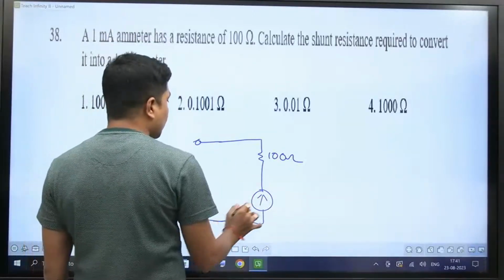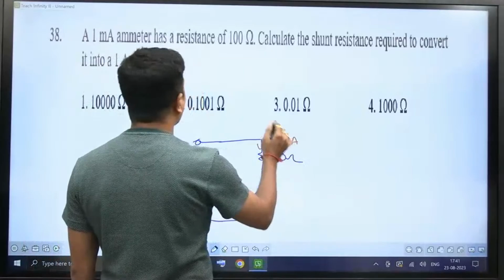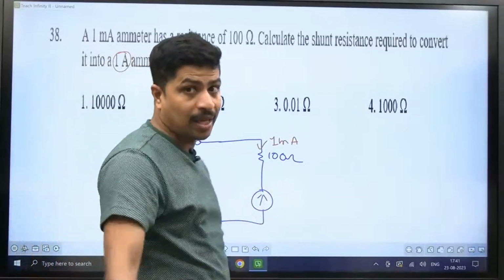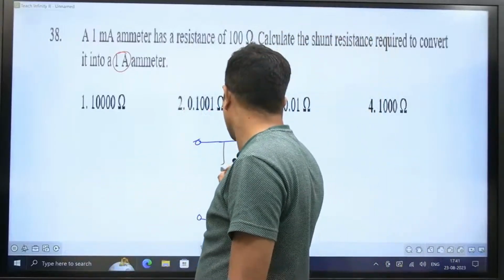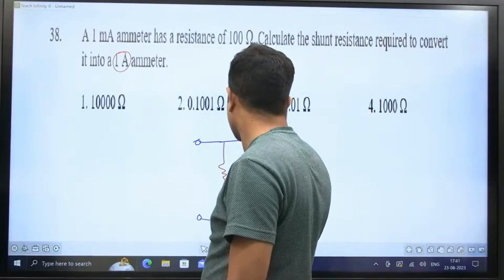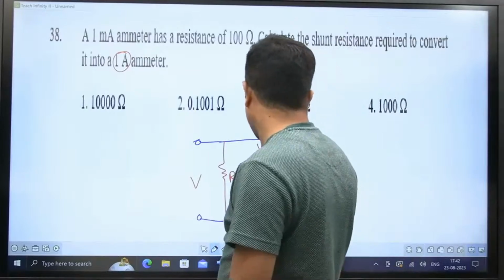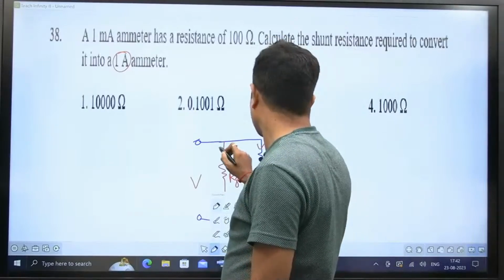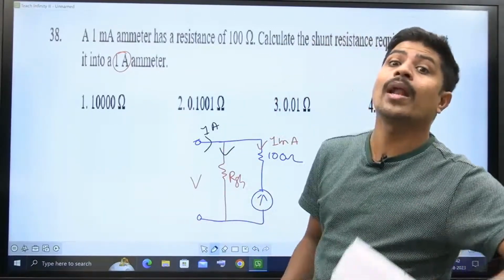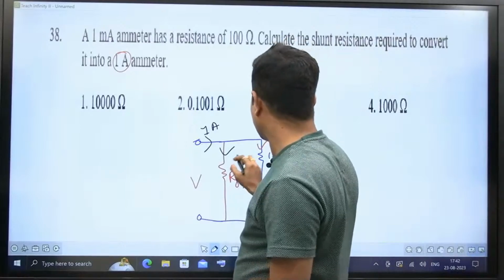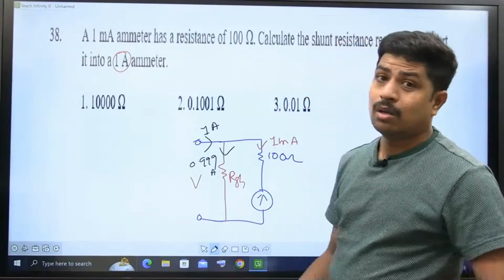How much can this carry? The maximum amount of current this can carry is 1 milliampere. But he wants this to be converted to 1 ampere. Then the remaining current must be bypassed through a shunt resistance RSH. He's asking about that RSH value. Now, what is the current flowing through RSH? The total is 1 ampere now, because he wants to convert that 1 milliampere ammeter into 1 ampere. Then 1 minus 1 milli will be 0.999 ampere.